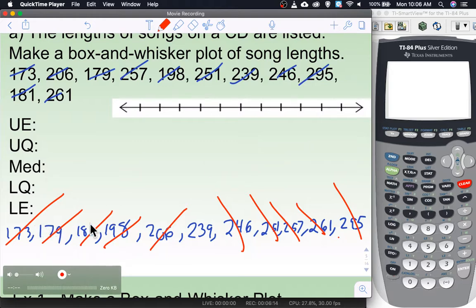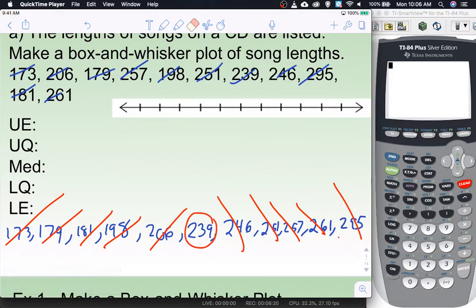I have 5 slashes bigger, or 5 slashes smaller, 5 slashes bigger, which means this right here, that is my middle number. That is the median. 239 is the median. First step, find the median.